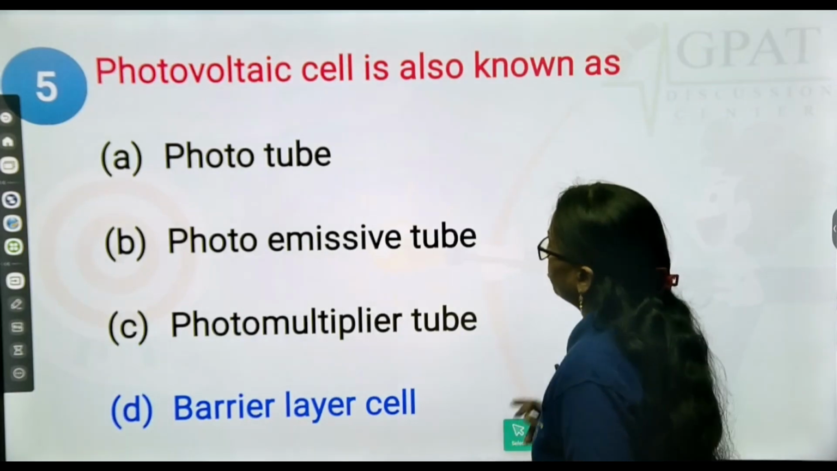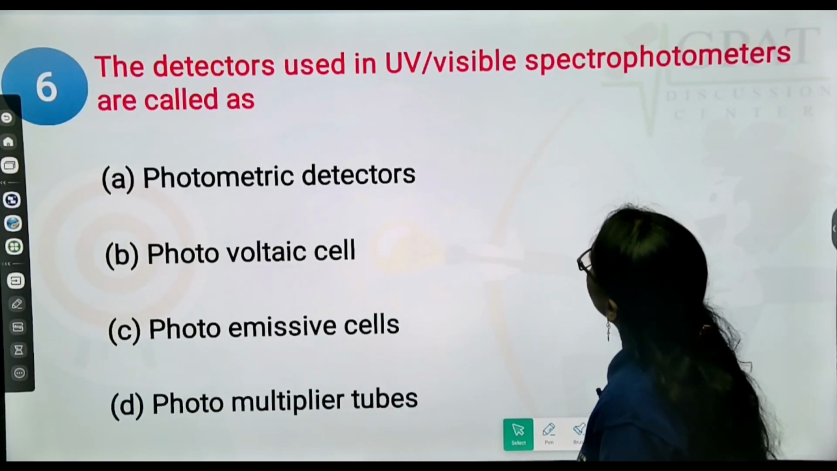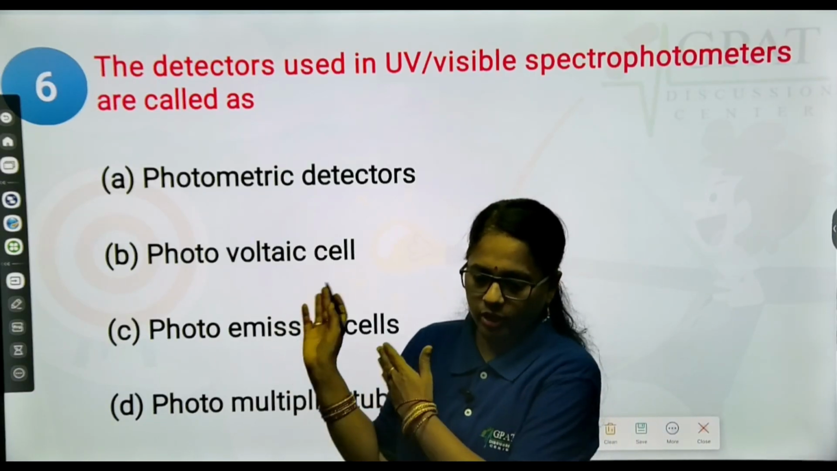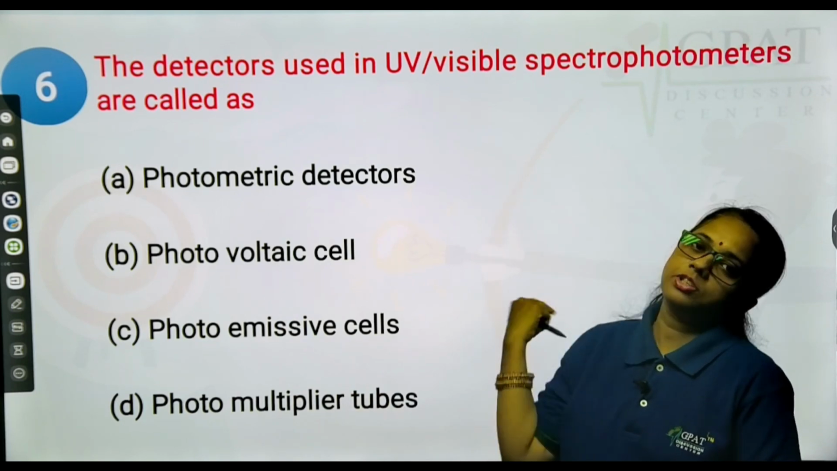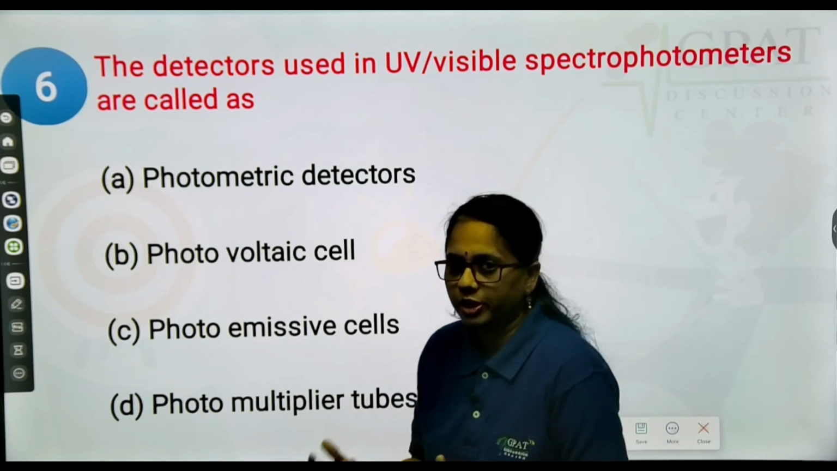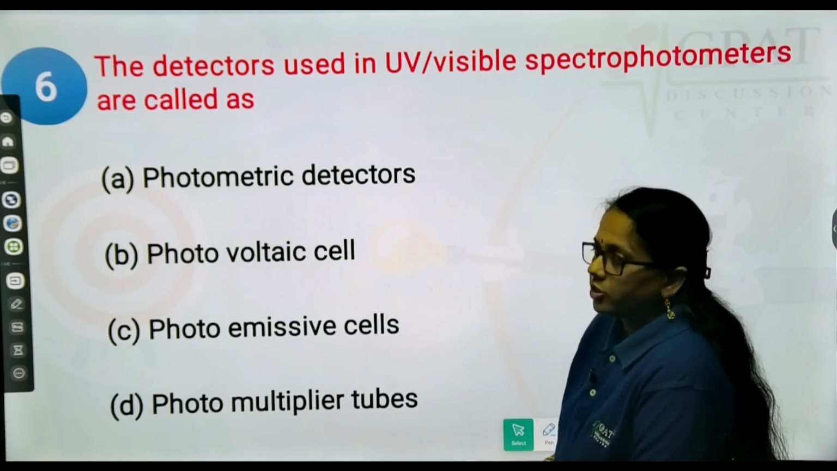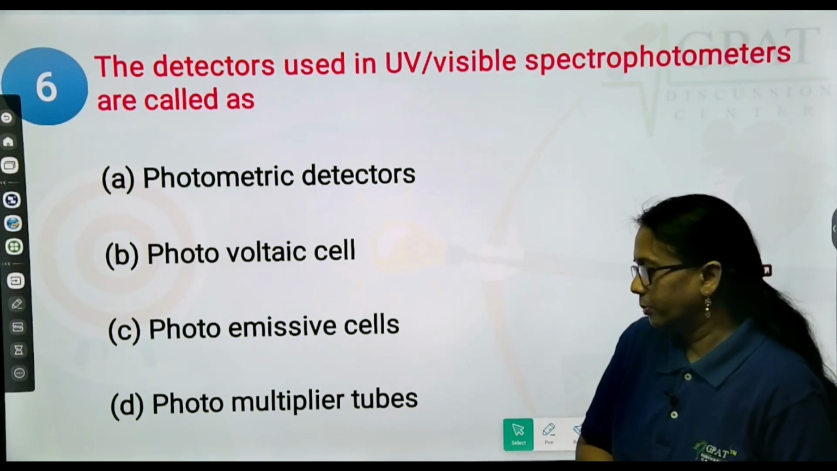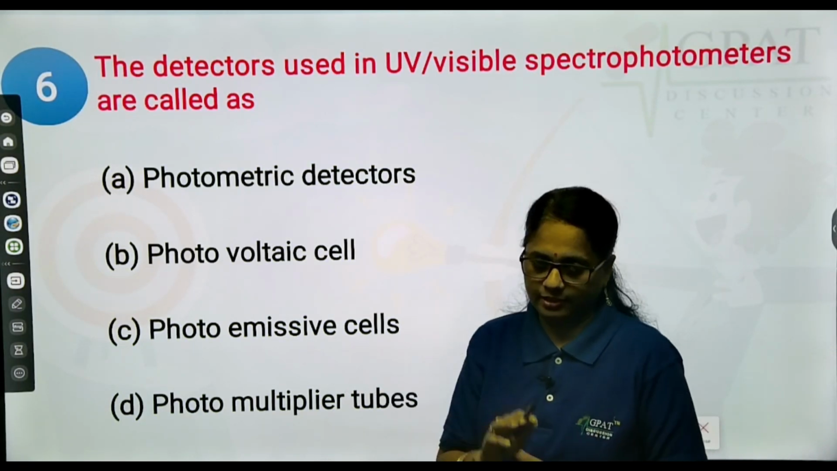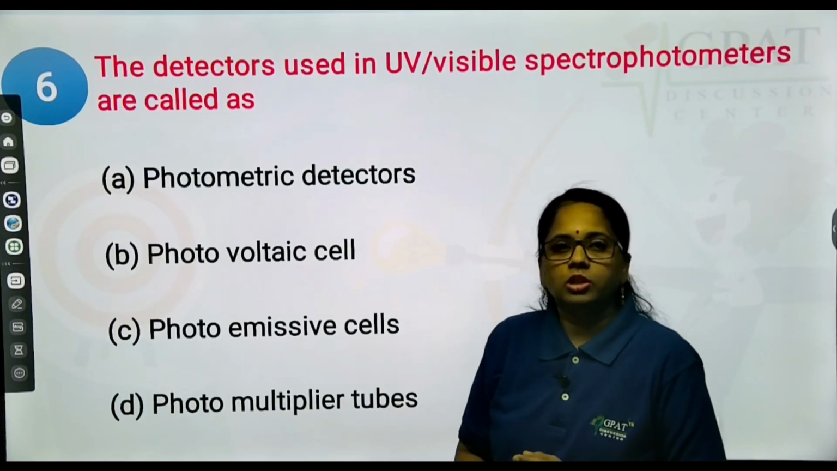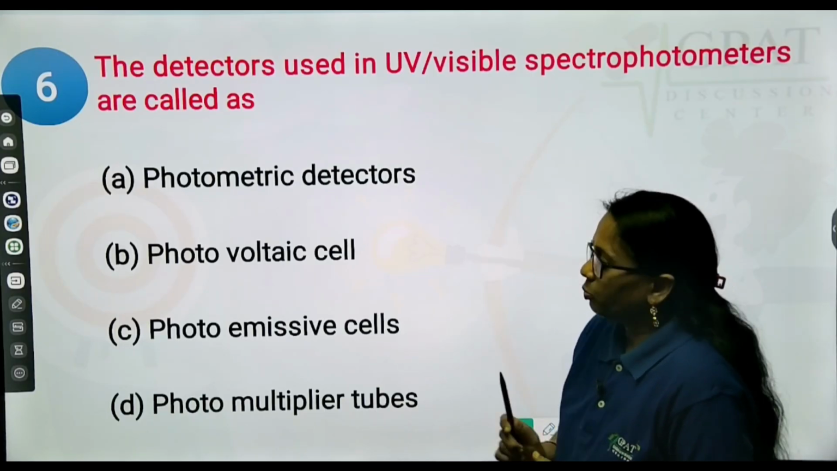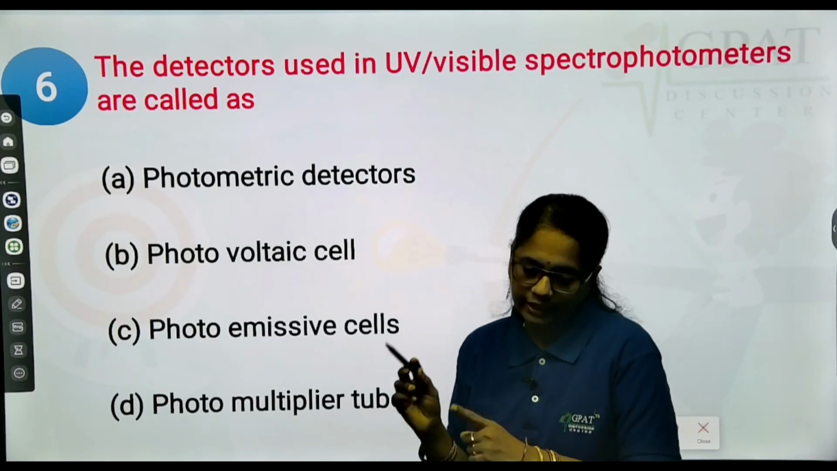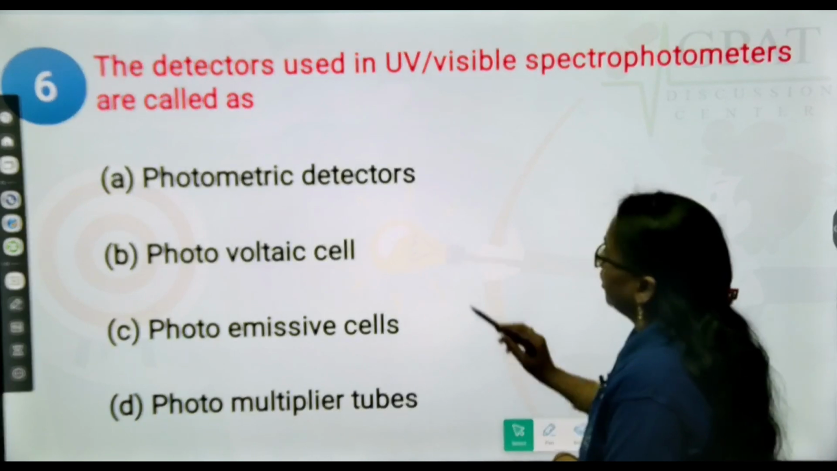Okay, so let us move to the next question. The detectors used in UV visible spectrophotometers are also called as what? Generally, the detectors we saw on the previous slide are all UV detectors: photo tubes, photo multipliers. Photoemissive cells, photovoltaic cells, photo multiplier tubes are all UV detectors, but what are they called? Actually, photometric detectors. Okay, so the right option is A.